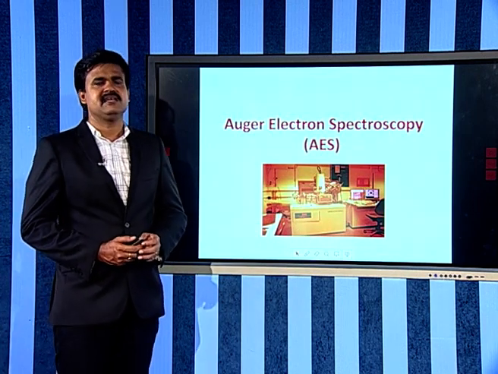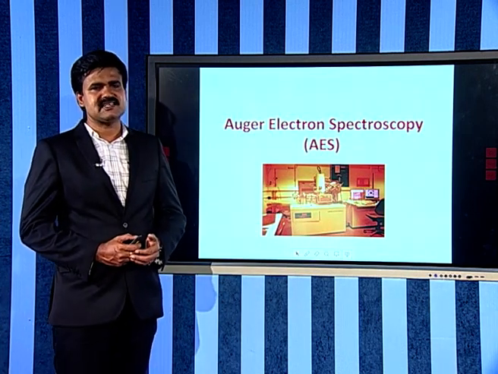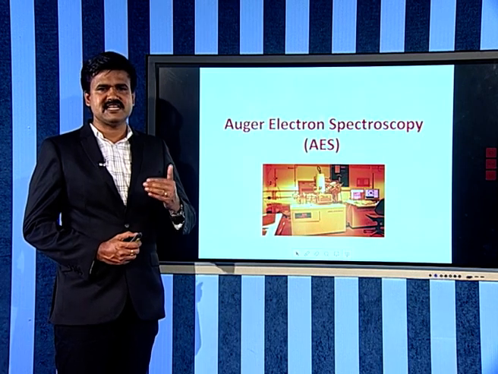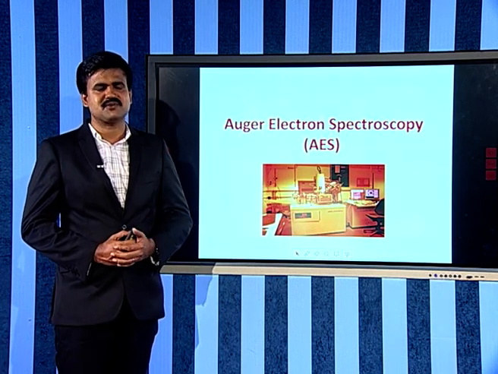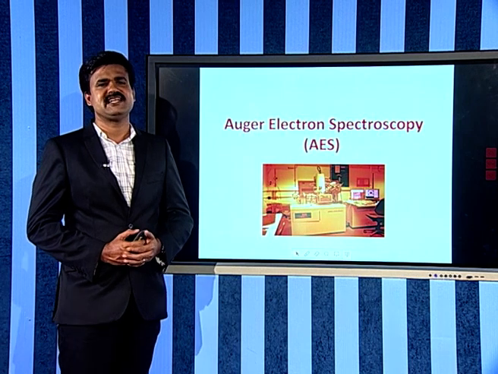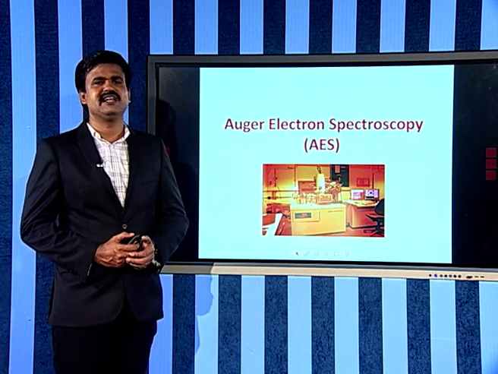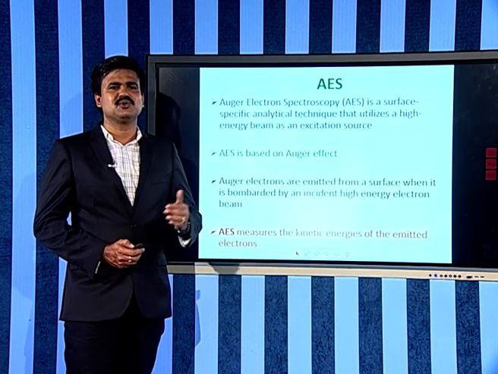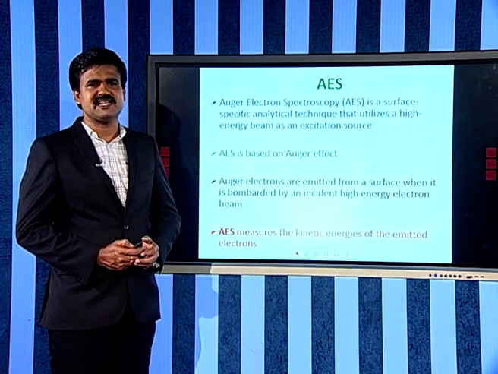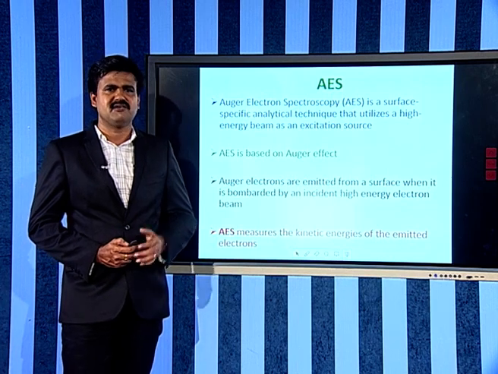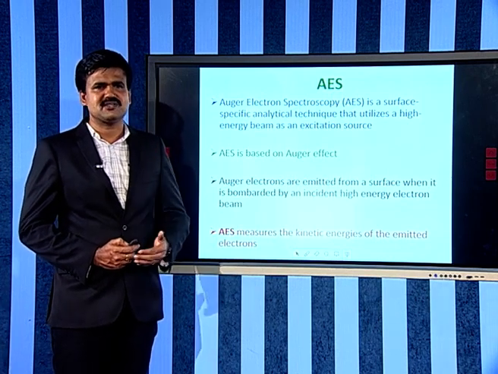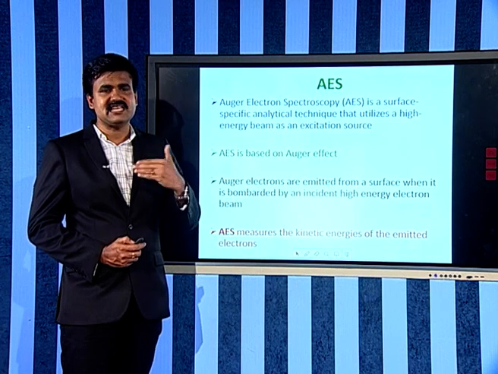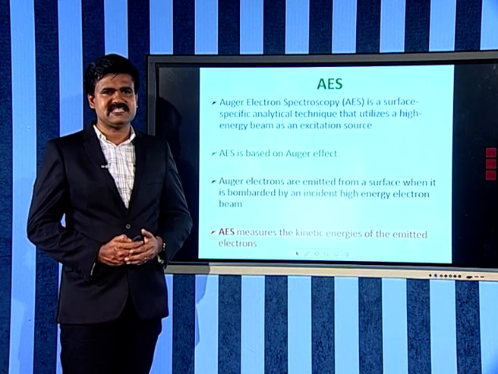Finally, in this module, we are discussing one more instrumentation, one more characterization procedure, that is Auger electron spectroscopy, denoted as AES. Let us go through the principles of Auger electron spectroscopy. First of all, what are Auger electrons and what is the Auger effect? We will consider it in detail.